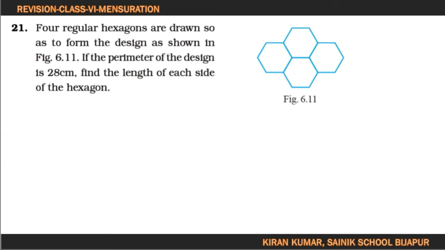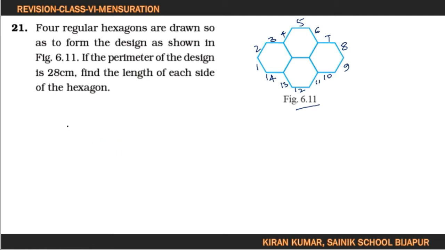Next, question number 21. 4 regular hexagons are drawn so as to form a design as shown in the figure 6.11. If the perimeter of the design is 28 centimeters, find the length of each side of hexagon. Perimeter is the outer boundary. So let's find out how many sides are there in the outer boundary. 1, 2, 3, 4, 5, 6, 7, 8, 9, 10, 11, 12, 13 and 14. The outer sides are 14 in number.